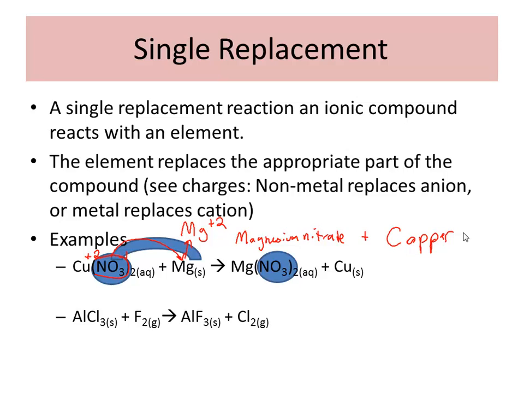Similar thing here. If you guys are looking at aluminum, Al is +3, chloride is a -1. Fluoride is an F-. So which one's the F going to go with? The positive, to make aluminum fluoride, and you're left over with chlorine. We'll talk about these guys in a second. These are diatomic.